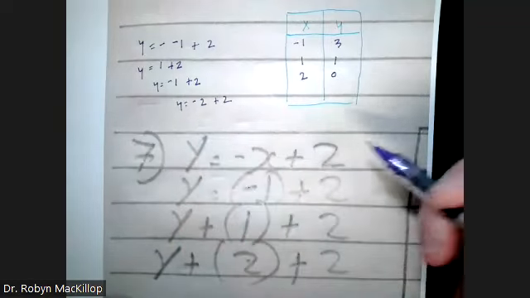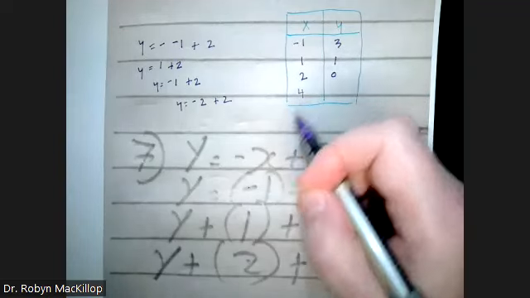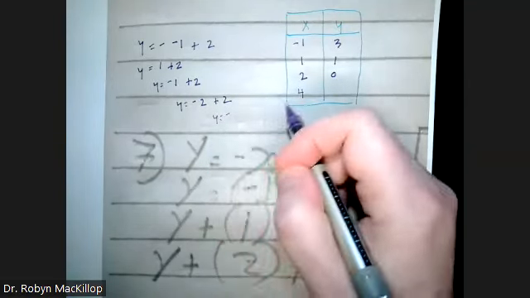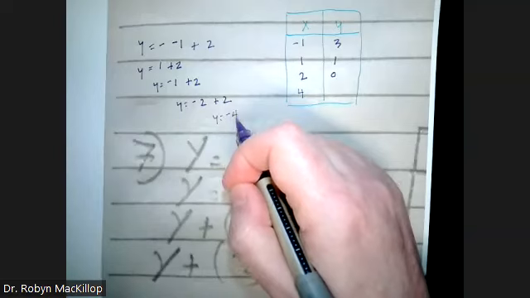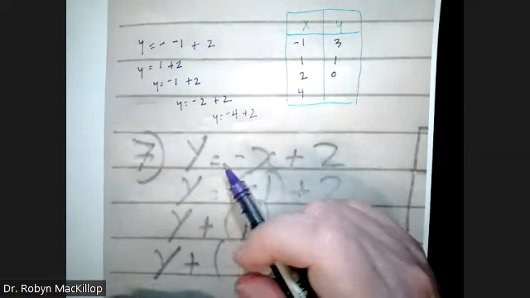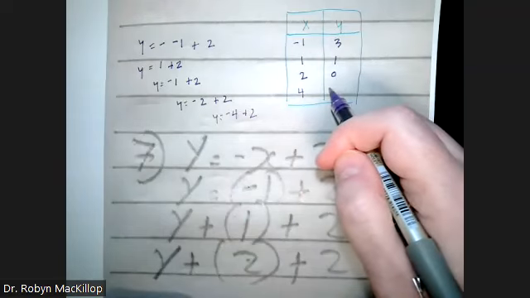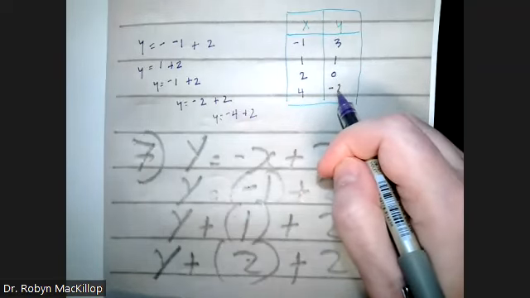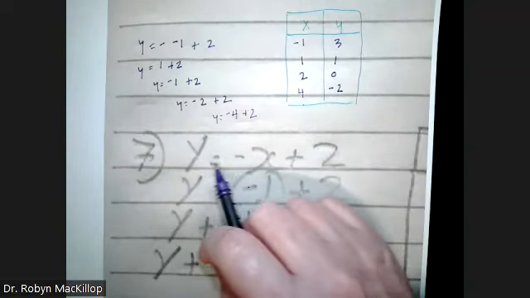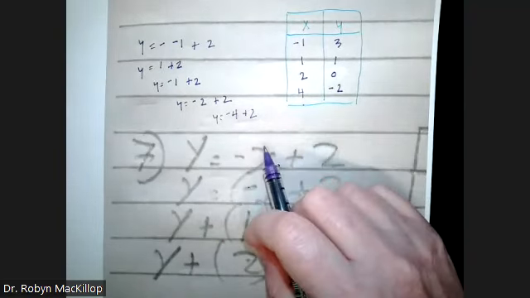And let's just do one more. Let's try a 4. So y equals negative, part of the equation. Bring in your x, it's 4 plus 2. When we have -4 plus 2, our answer is going to be -2. So when x is 4 for this equation, our y is going to be -2.